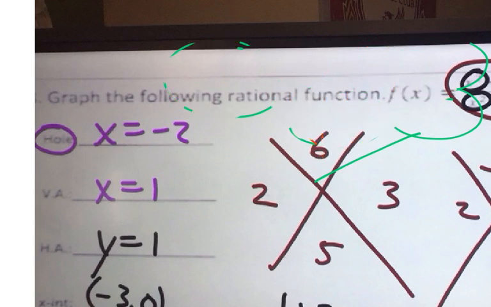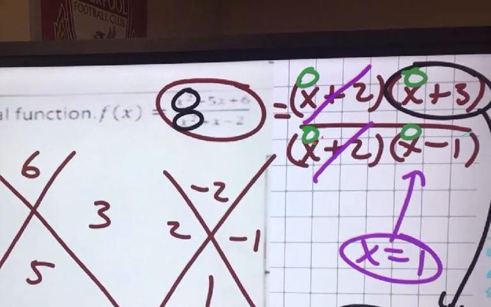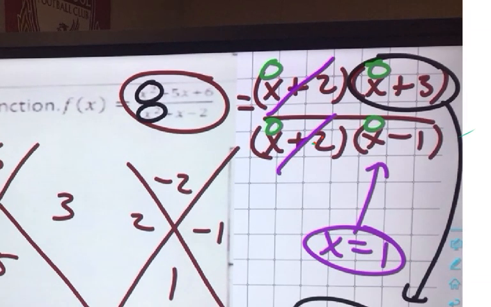Now let me clean this up here. It's kind of tough doing it when I already did the work. So hopefully this is all making sense so far. Now that we know we have a hole at negative 2, what's remaining here is going to help us solve a few things.